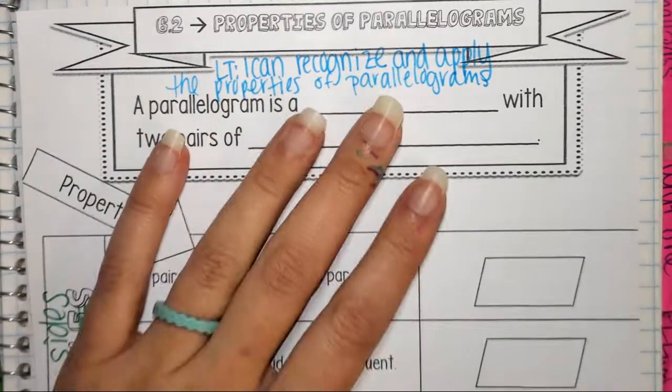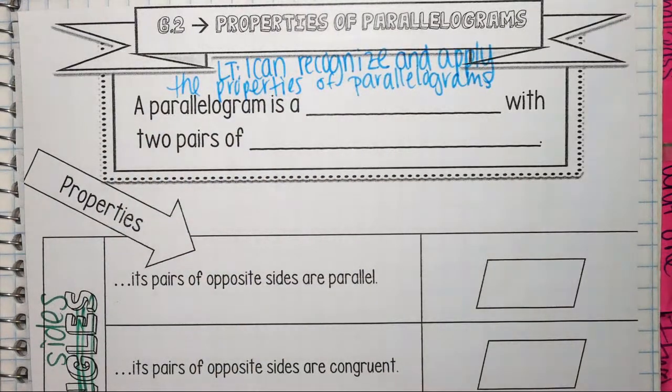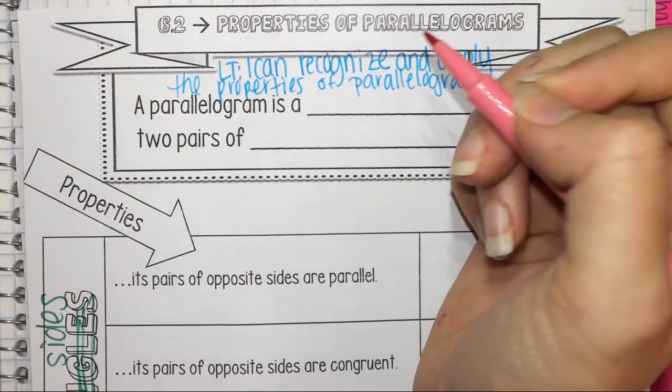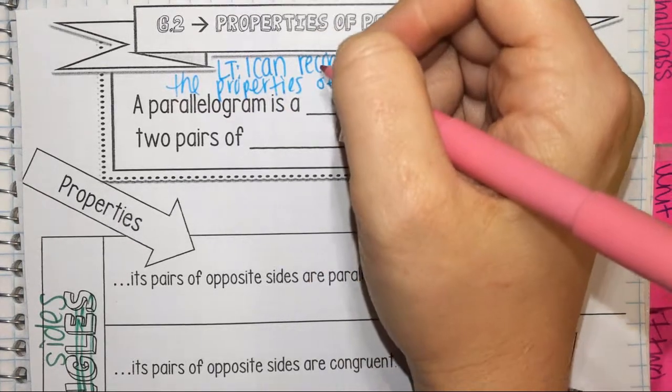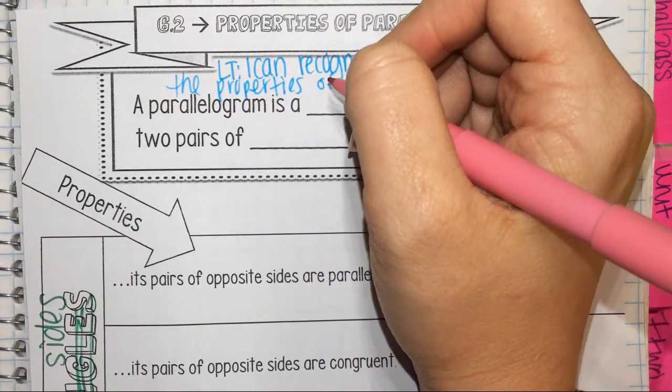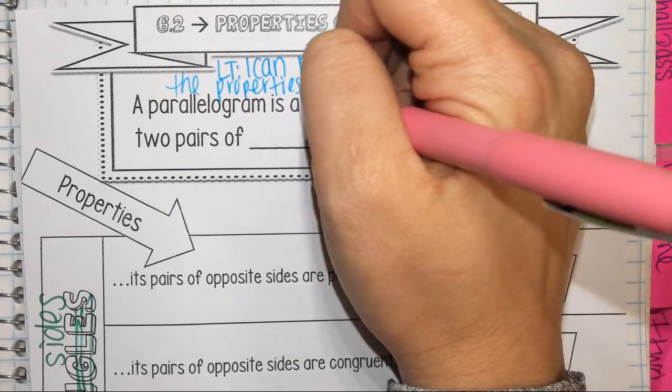Alright, so today we're going to talk about a specific kind of polygon, which is a parallelogram. How many sides does a parallelogram have? 4 sides, which means it's called a what? Quadrilateral. A quadrilateral. Take a point.